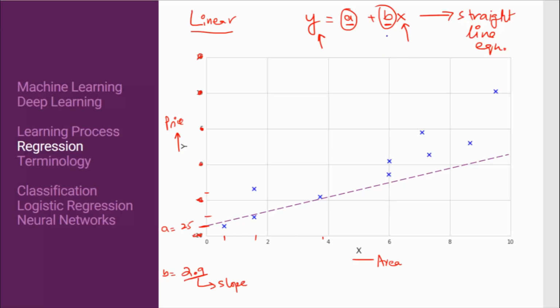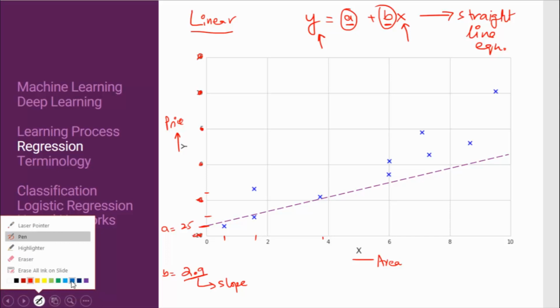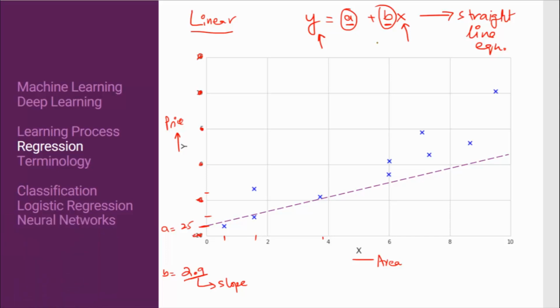So b over here is the slope. So let's go ahead and annotate that, right? So this over here is the slope. So this basically says if we change x, how much is y going to change, right? So if we change x by 1 unit, how much is y going to change?